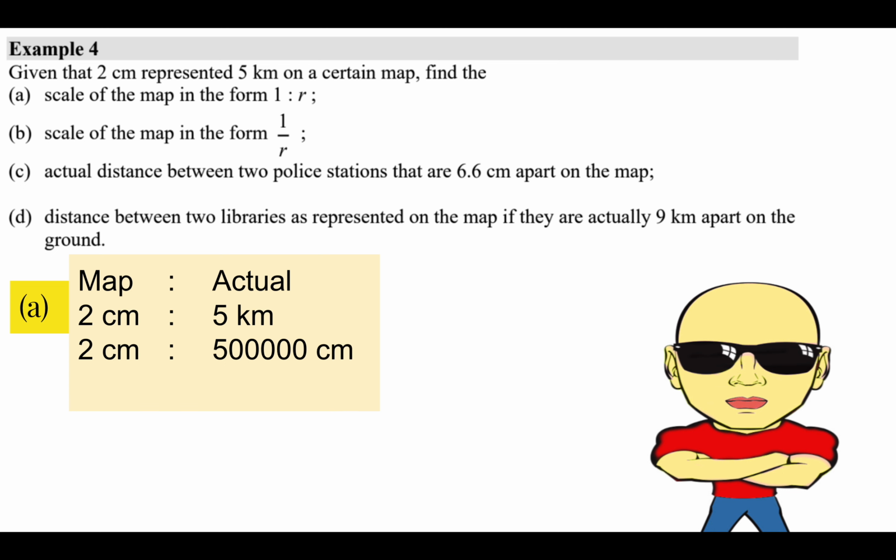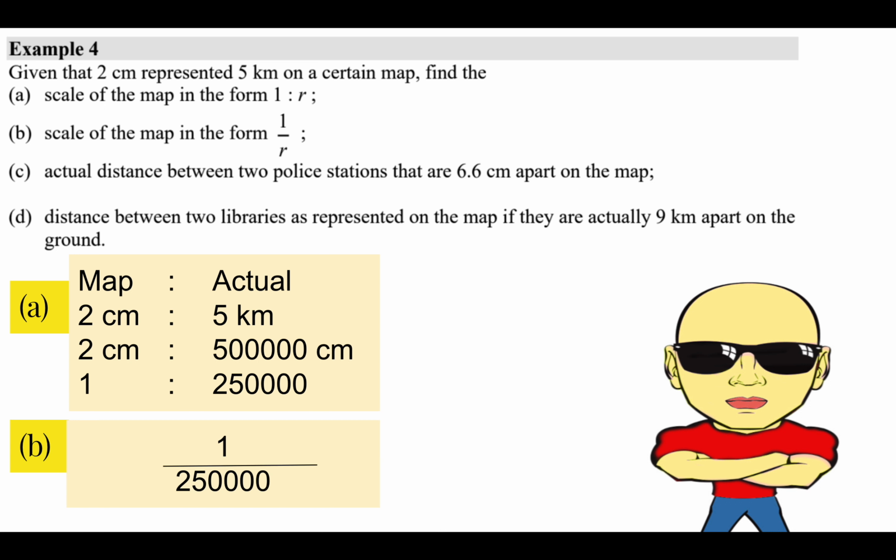To write them in the forms required, we need them to be in the same units. So 2 centimeters is to 500,000 centimeters. After that, we can divide by 2 centimeters on both sides of the ratio. We have 1 is to 250,000. For part B, it's just rewriting it in the form of a fraction. So it is 1 over 250,000.